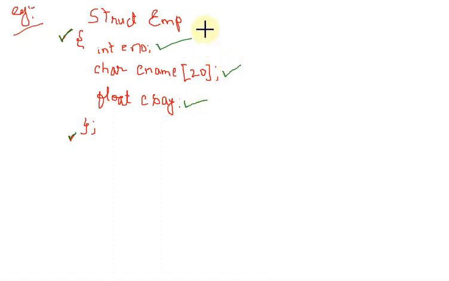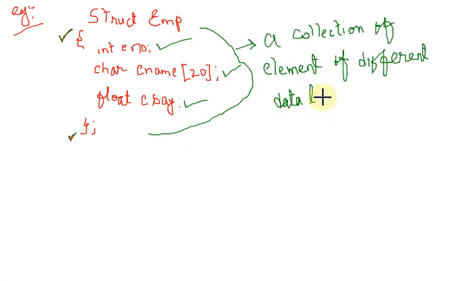So we can say a structure is nothing except a collection of elements of different data types. Now after this we can say this emp is an identifier. Okay, this emp is an identifier.